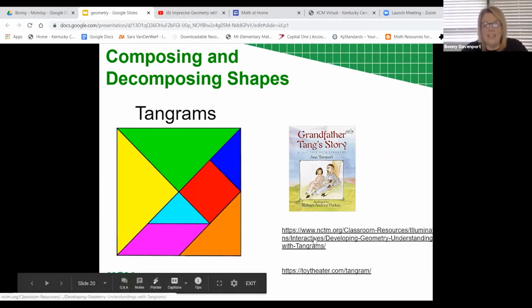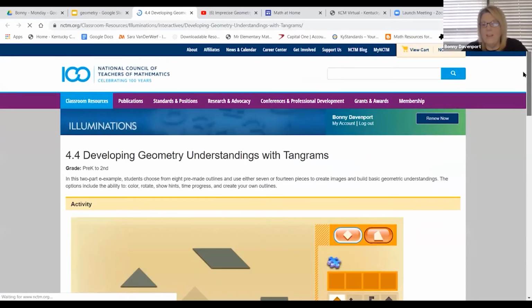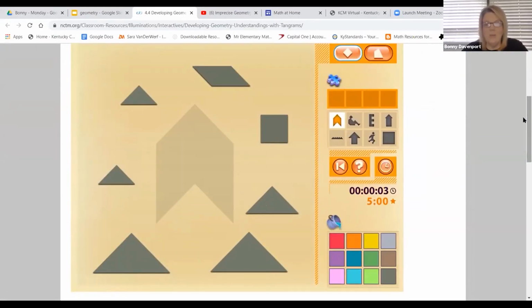And then NCTM has a great website where if you don't have tangram pieces, they will give you the puzzle and you have the tangram pieces here, and you can change their colors. And in order to make the pictures, students have to slide, they have to flip, they have to be able to rotate the pieces. So all those things we want them to be able to do, and they have to be able to visualize what the picture would look like, and they have to know their shapes. So it's hitting all those different aspects that we want kids to learn.